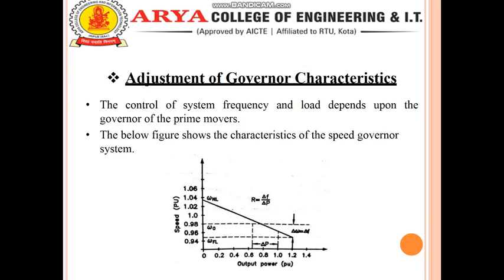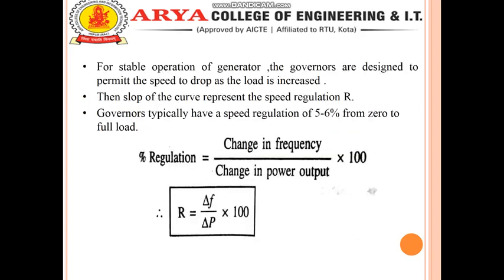Adjustment of the governor characteristics. The control of the system frequency and the load depends upon the governor of the prime mover. The figure below shows the characteristics of the speed governor system. For the stable operation of the generator, the governors are designed to permit the speed to drop as the load is increased. Then the slope of the curve represents the speed regulation R. Governors typically have a speed regulation of 5 to 6% from 0 to full load.